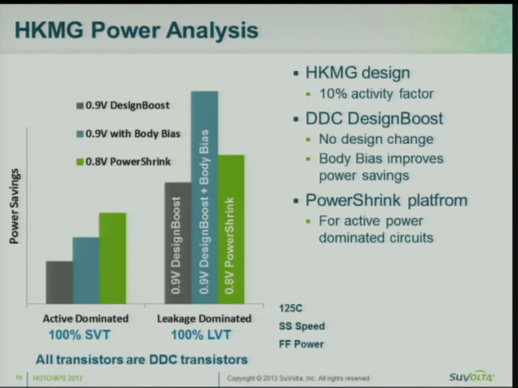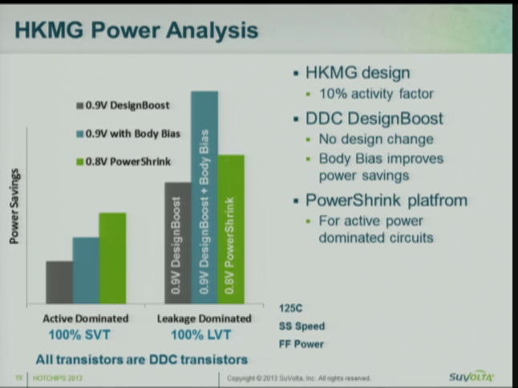If you want to keep the voltage the same, you don't want to use body bias, the black-looking bars on the left represent design boost. Here we do get some active benefit because there is a capacitance advantage, and even on the SVT devices we get some leakage benefit. But on the leakage-dominated side, we get a pretty significant, almost 50% benefit in leakage.